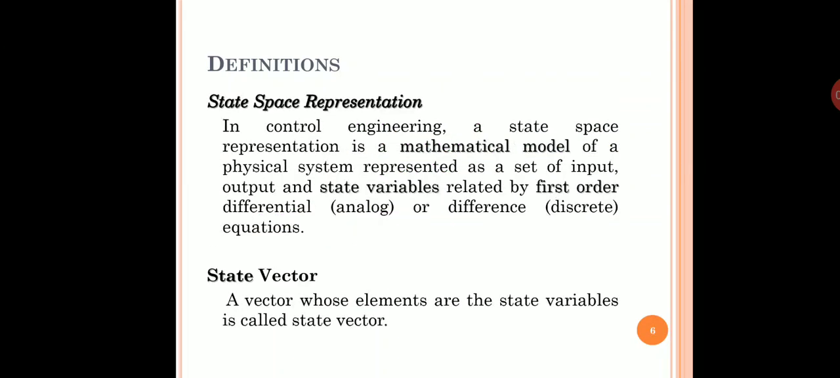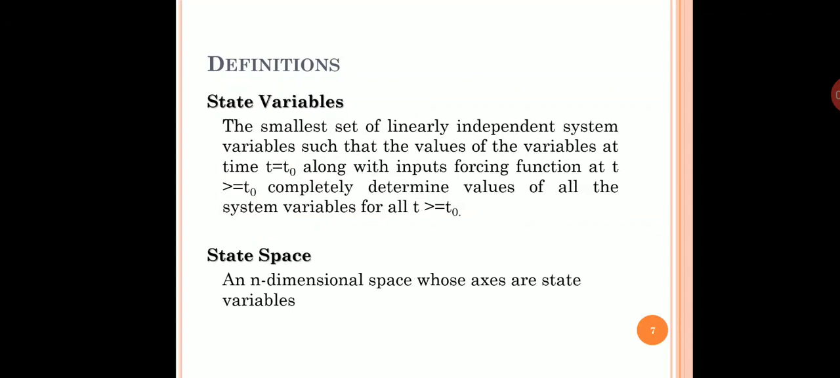Now the next definition is the state vector, which is all the state variables together forming a vector. It is simple. Next, state space is an n-dimensional space whose axes are state variables. If you define a space with axes defined by these state variables, suppose there are n state variables, then that entire n-dimensional space is called state space.